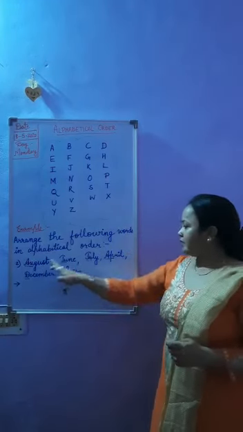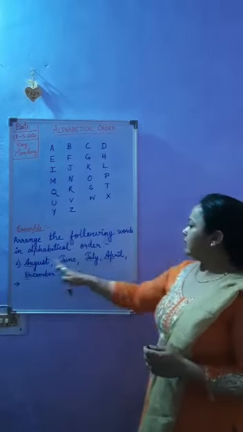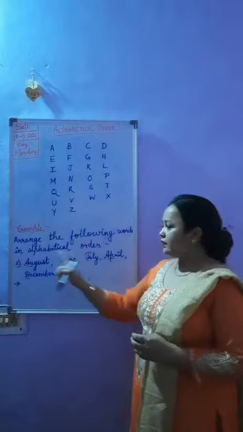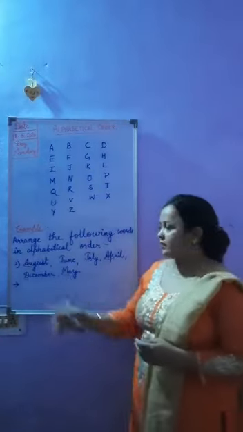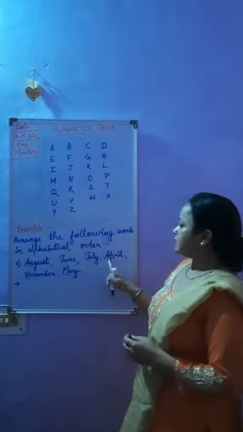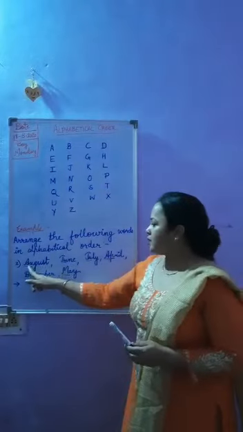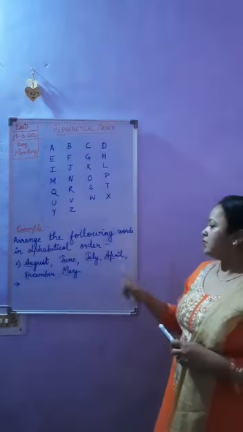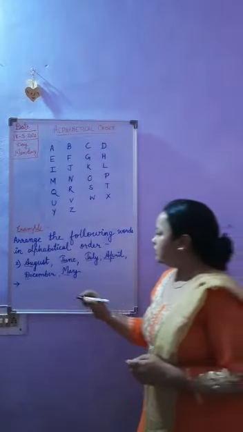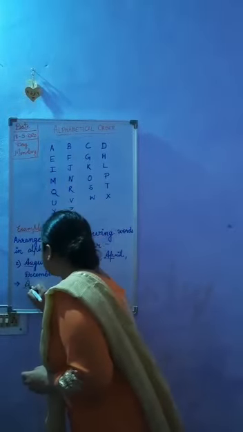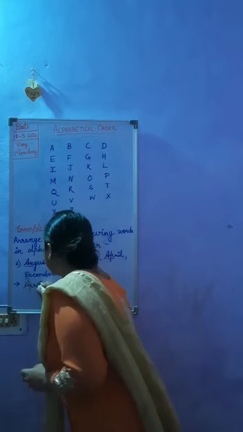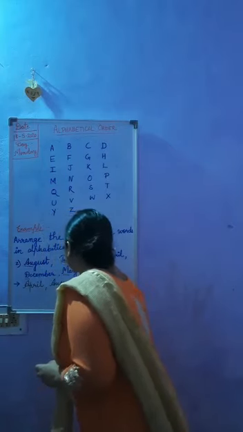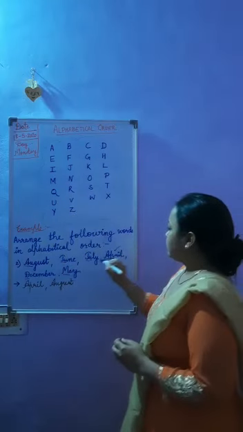Right? In August and in April, A is the same and A comes first. Then what will we do? We will compare the second letter. Here it is U and here it is P. So does U come first or does P come first? When we write A to Z, P comes first. So we will write April first. And then we will write August. So this we have done.